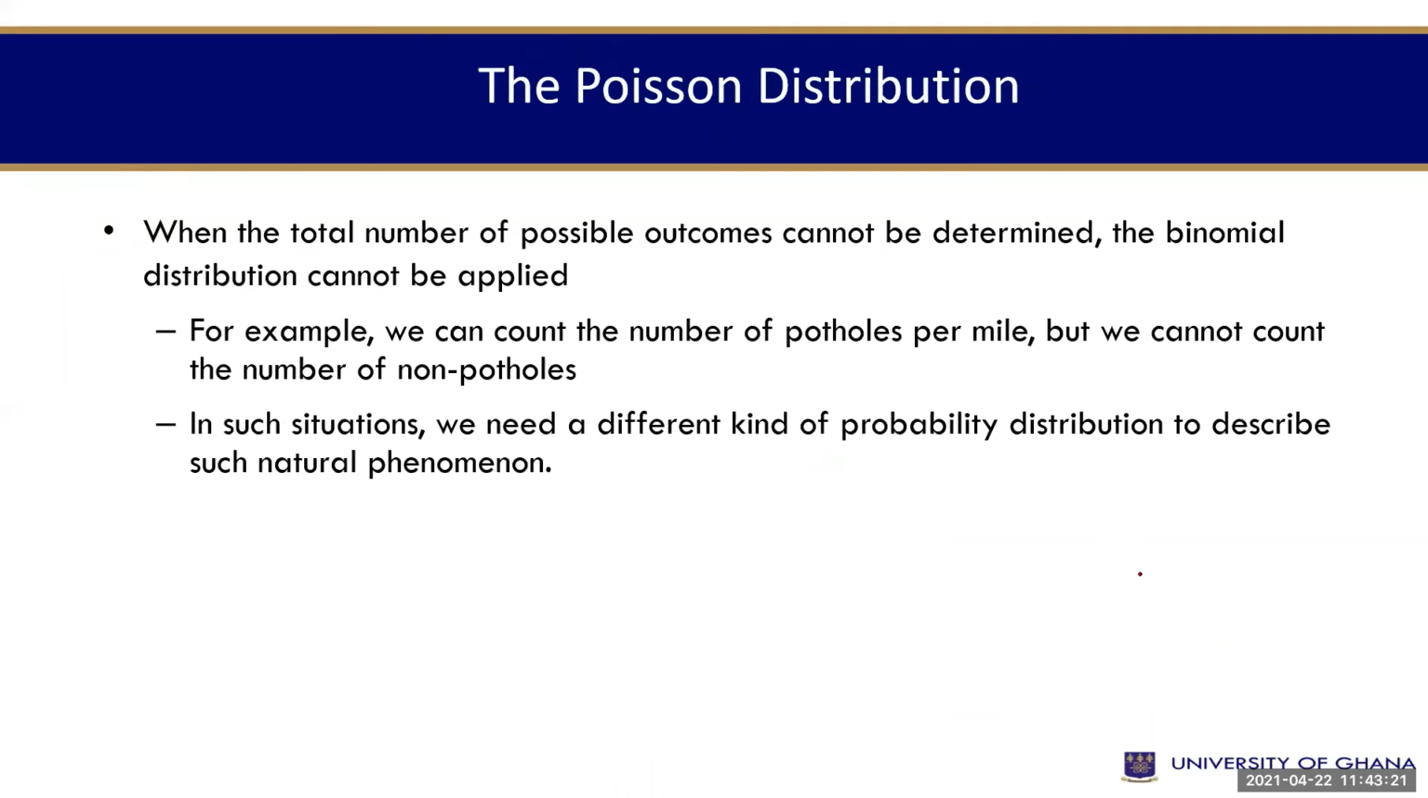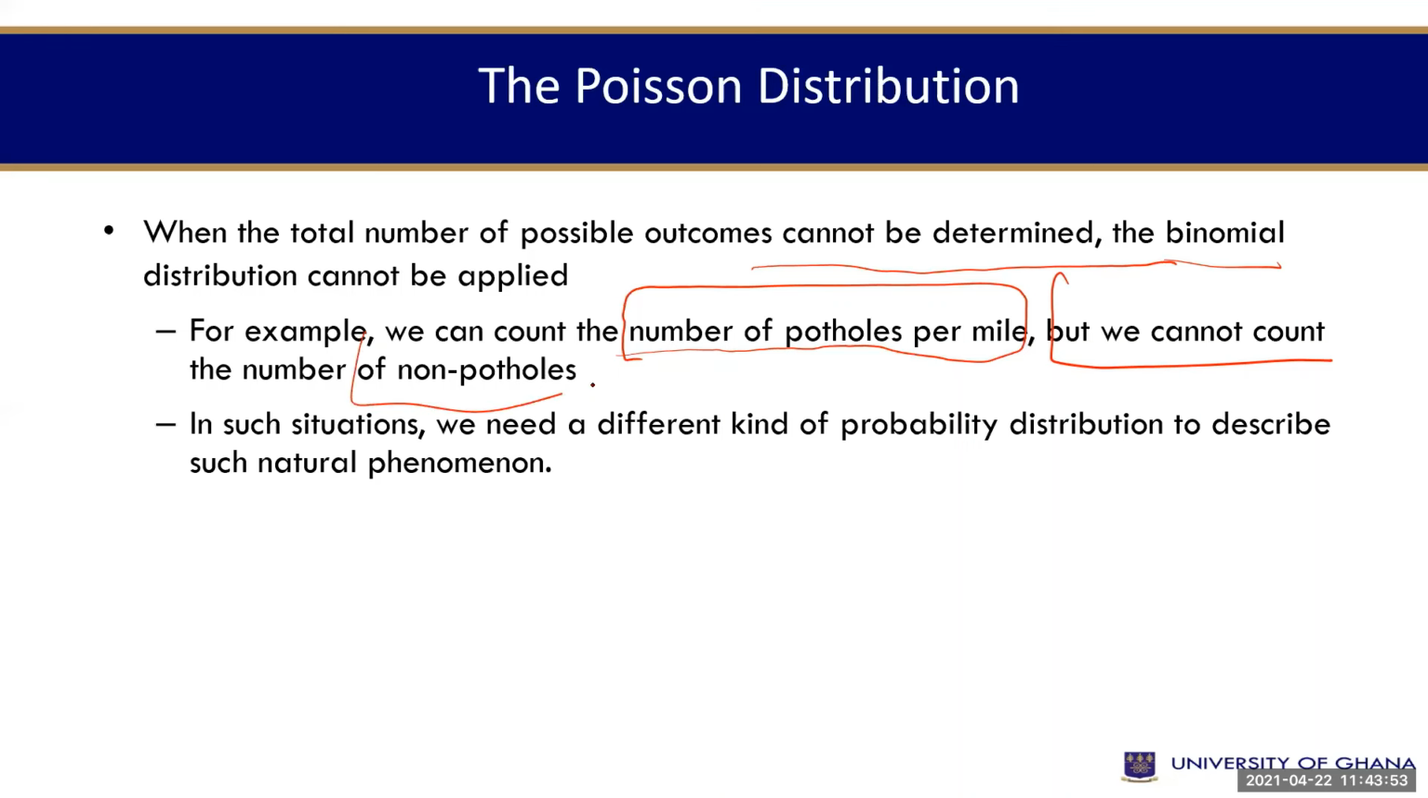The next one is Poisson. Poisson is also, by way of simplifying it, used when the total number of possible outcomes cannot be determined in a space of trials, then we'll say that binomial distribution cannot be applied. For example, we can count the number of potholes per mile, but we cannot count the number of non-potholes.